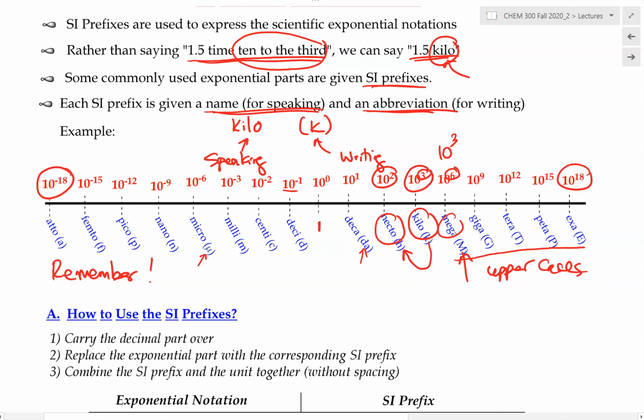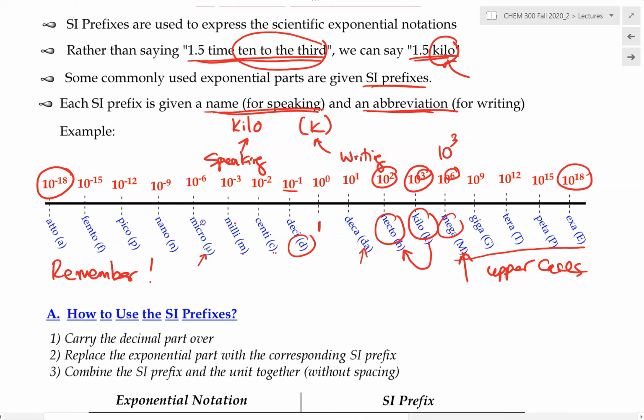And now moving over here to the negative exponent, the further it is to the right side, the bigger it will be. So in this case right here, deci is actually bigger than centi, and centi is bigger than milli. So please remember that. The larger the negative value, the smaller it is. So let's now do a few problems as well.